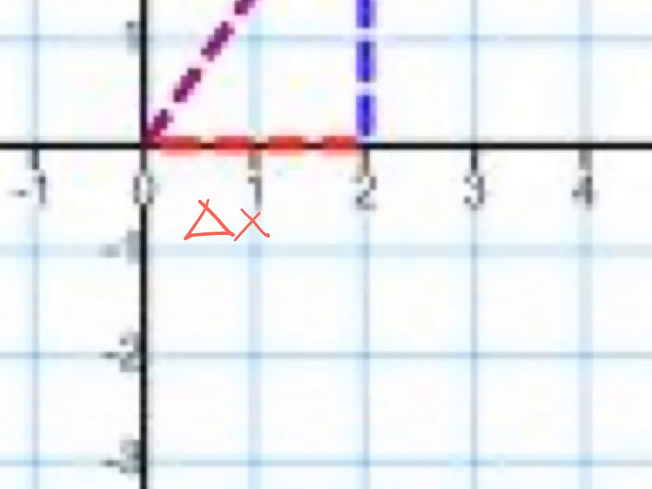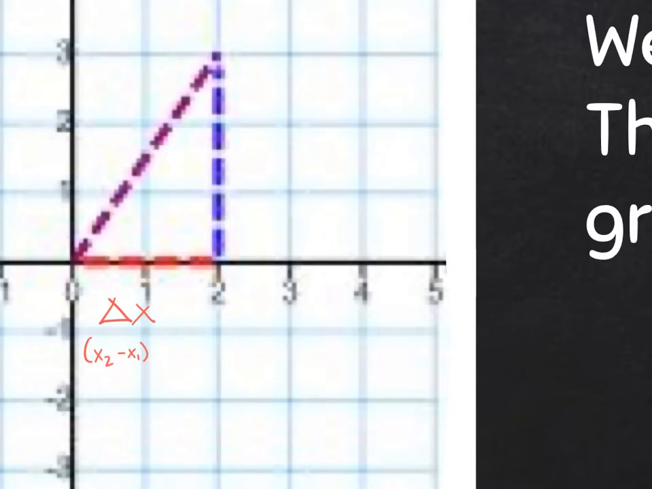So this red distance will be the change in x. Or I can think of it as subtract one x value from the other, so x2 minus x1. That blue distance will be the change in y. Or I can think of it as subtract one y value from the other.